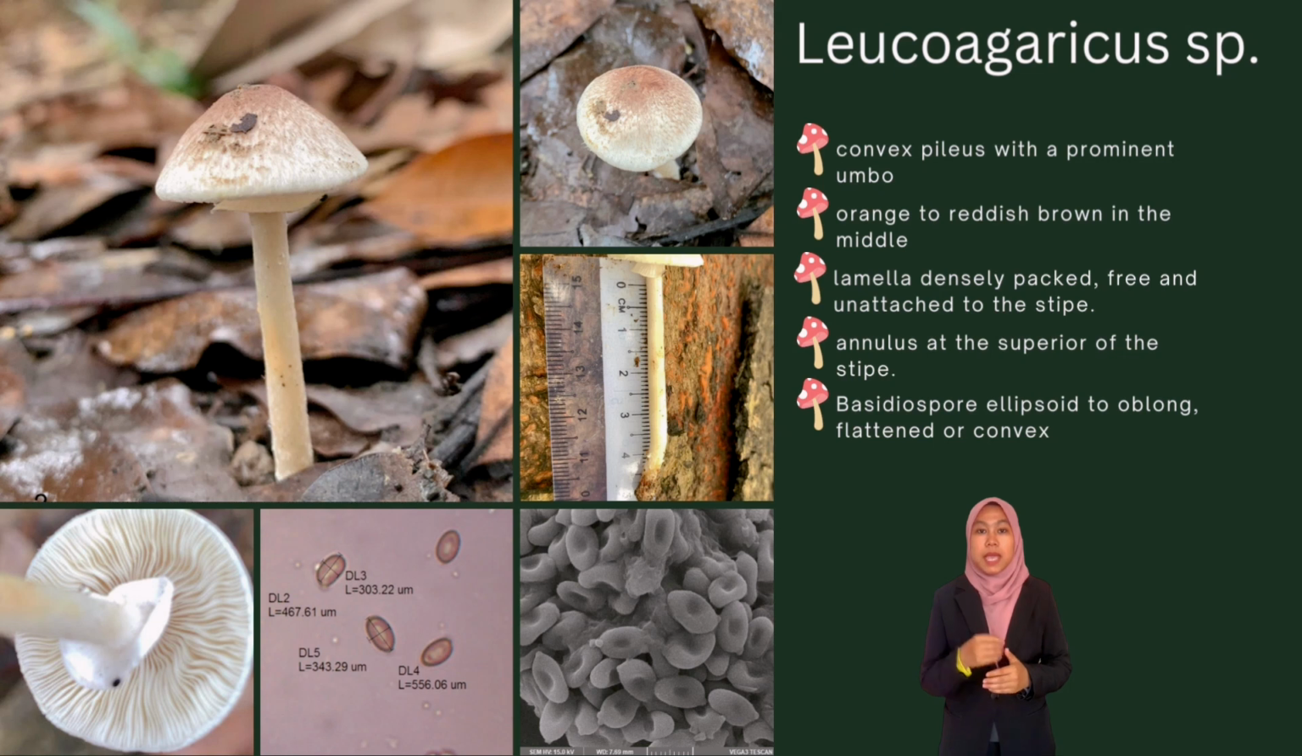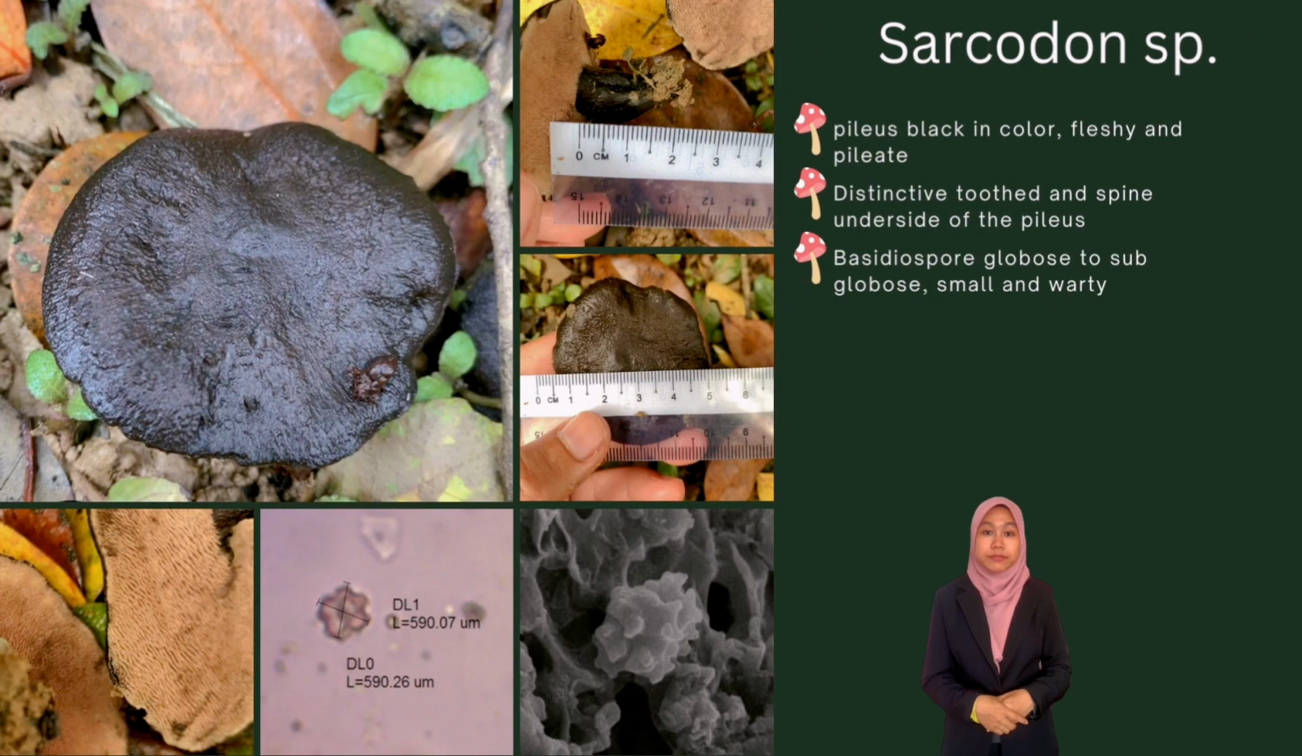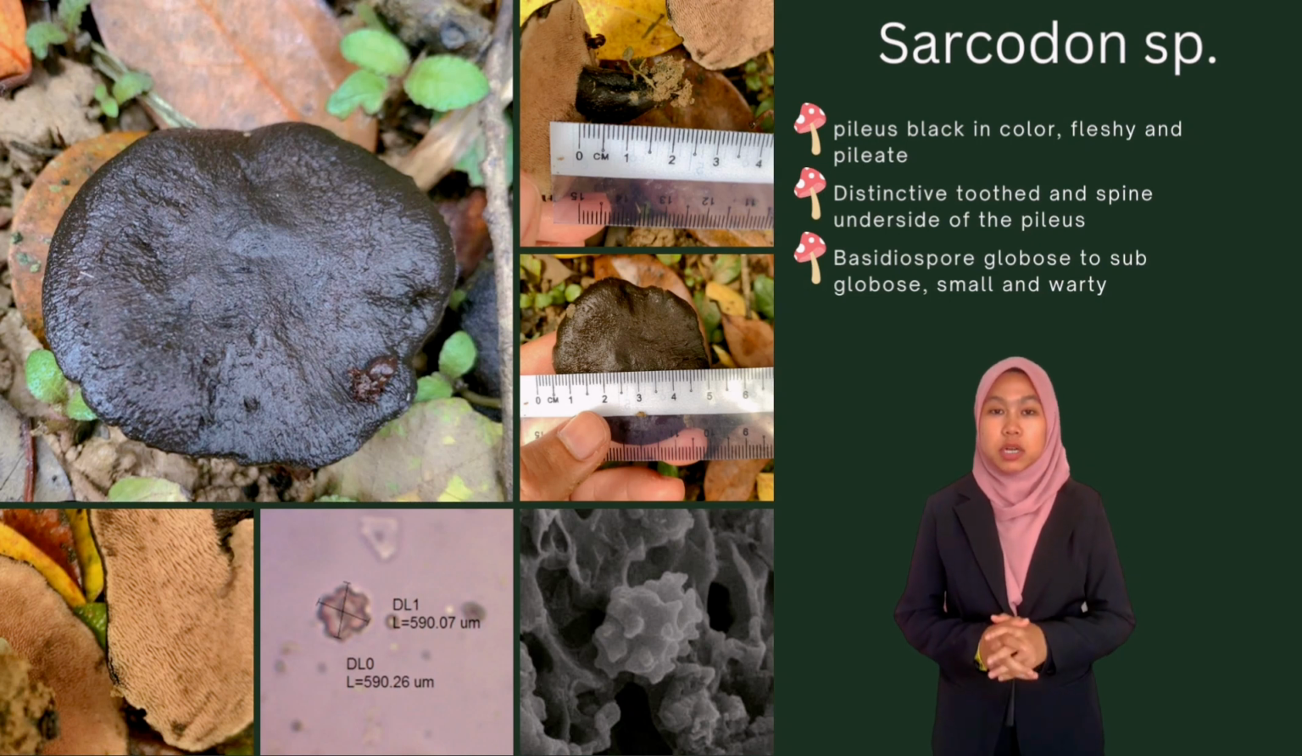This species can be mistakenly grouped as Agaricus species as it has a similar characteristic, which is a brownish color like a button at the center of the caps. However, it can be distinguished by the color of the gills. The gills of Leucoagaricus typically appear white. And next is Sarcodon carbonarius.